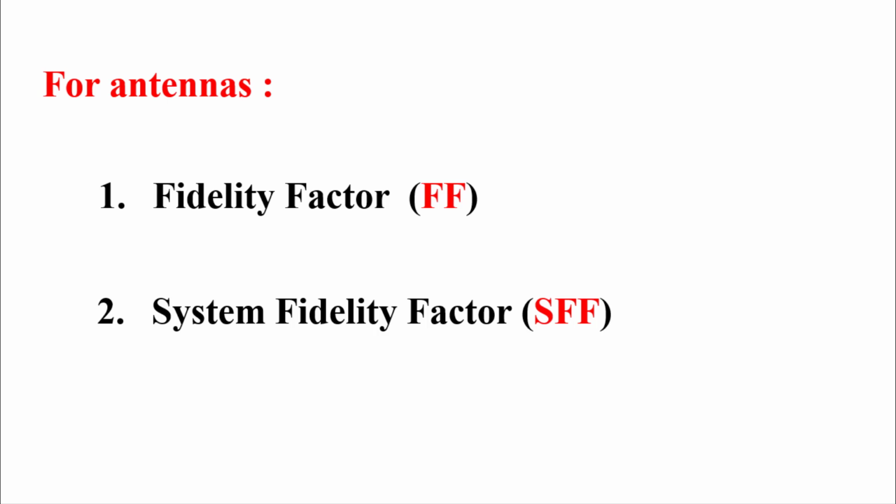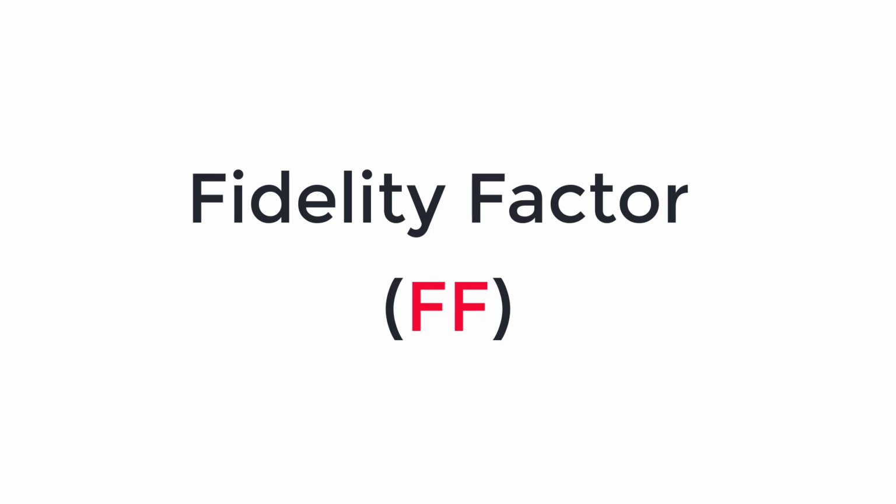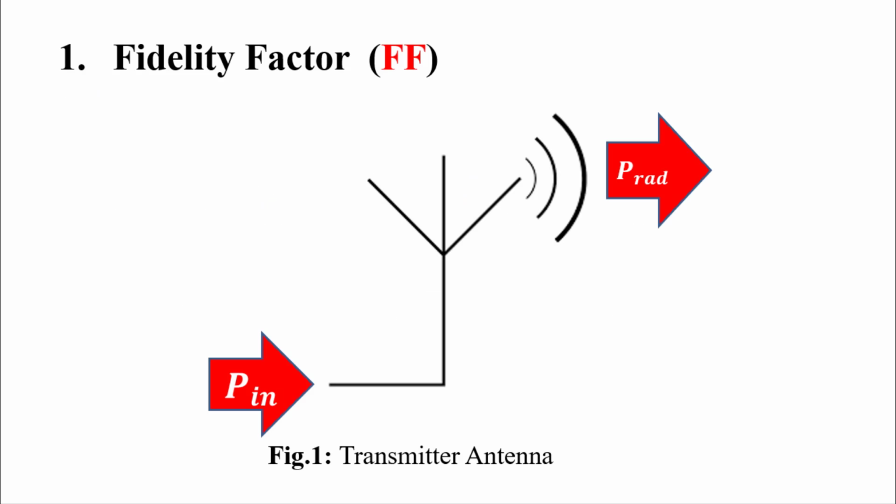So, fidelity factor. This parameter we use a lot in antennas, couplers or filters. Here for example in figure one we have a transmitter antenna. Fidelity factor for antennas we use just for transmitter antennas, or horn antennas, just in transmission, in emission. So we use it just on the transmission side.